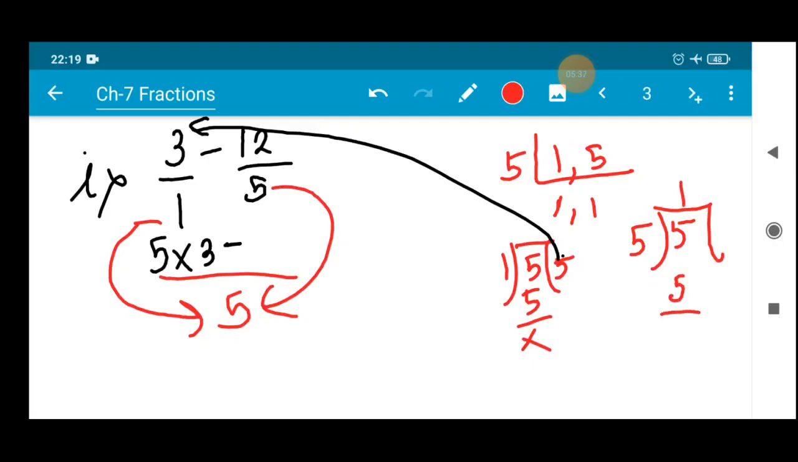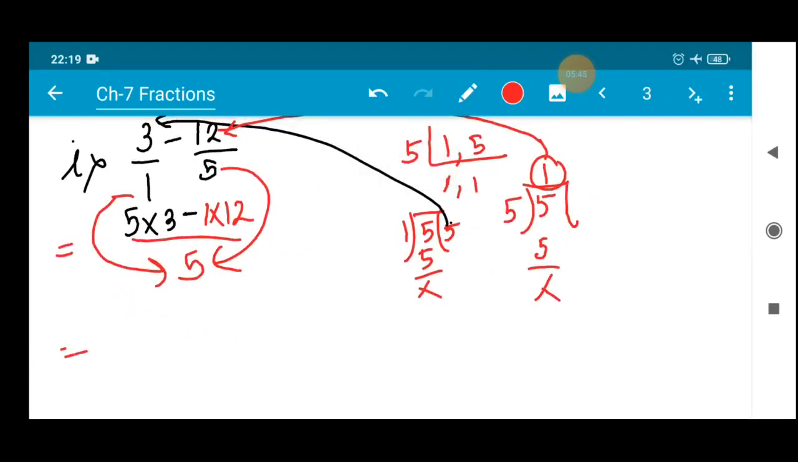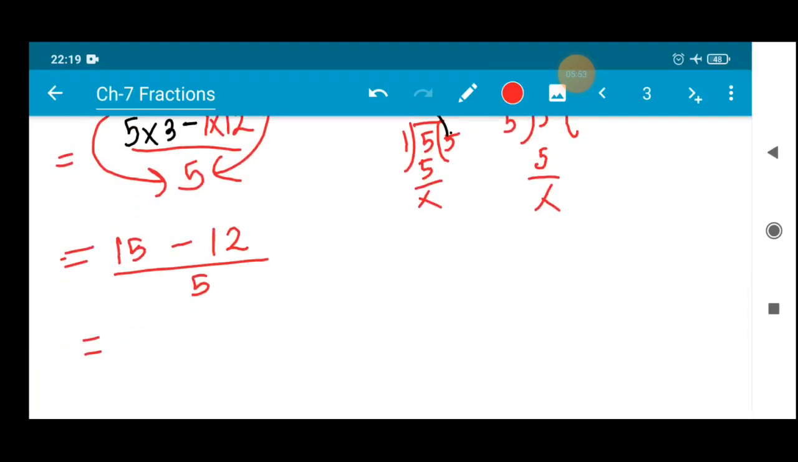So 5 1s are 5. What quotient did you get? 1. So 1 should be multiplied with 12. So 1 into 12. Now if I multiply, 5 3s is 15, minus 1 into 12 is 12, divided by 5, as we got the denominator 5. Now 15 minus 12 is 3, divided by 5 as the answer.